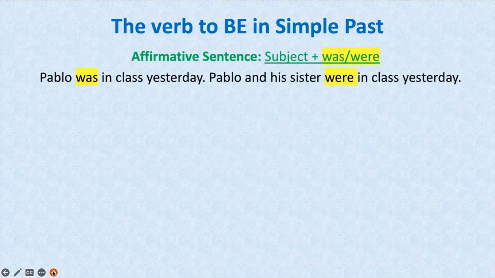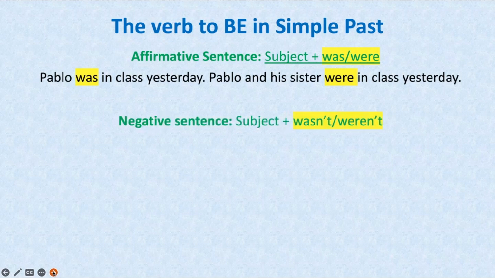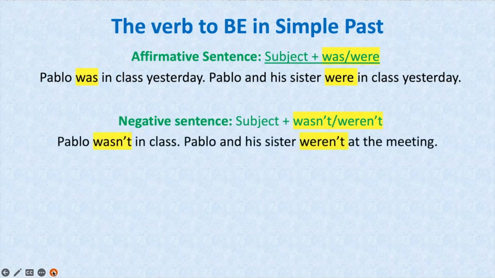As you can see in the first sentence, my subject is Pablo, singular. That's why I'm using was. In the second sentence, my subject is Pablo and his sister. It's a plural form, so I'm using were. To make a negative sentence with the verb to be, you will use a subject, wasn't or weren't, depending on whether your subject is singular or plural. For example, Pablo wasn't in class. Pablo and his sister weren't at the meeting.